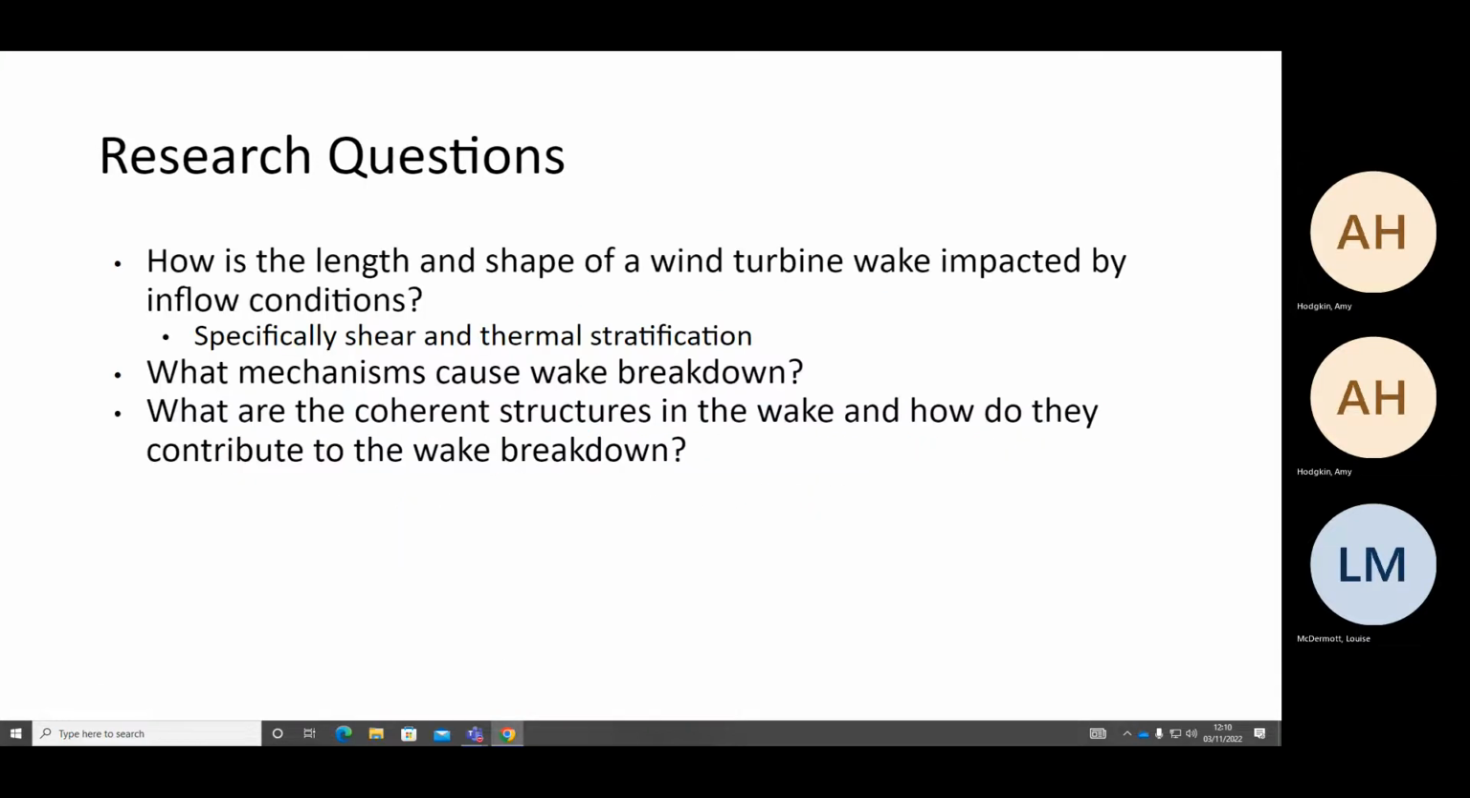So based on that, I'm trying to answer the following questions. How are the length and shape of a wake impacted by inflow conditions? Specifically, I'm going to look at shear and thermal stratification, but I'll explain why later. What mechanisms are causing the wake to break down, and what are coherent structures in the wake, and how do they contribute to the wake breakdown?